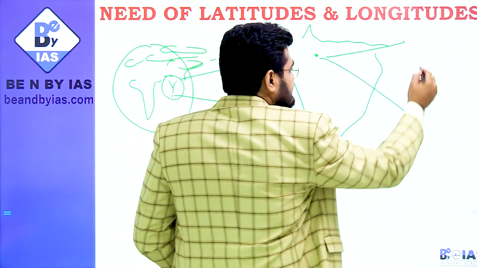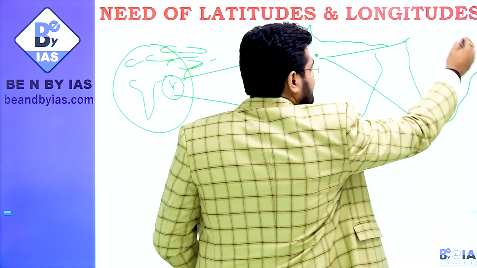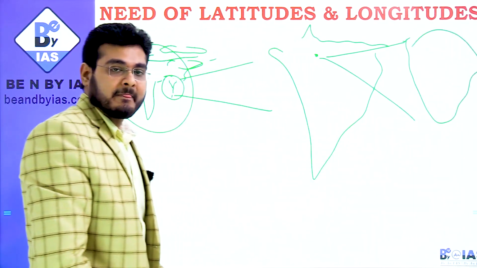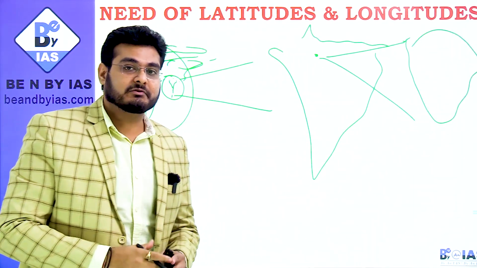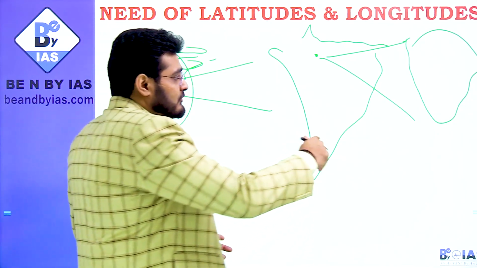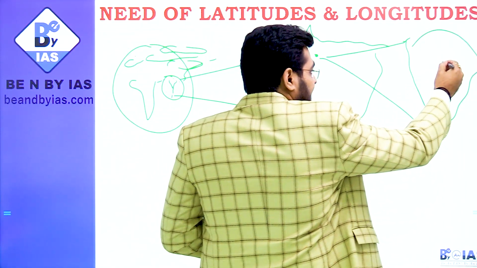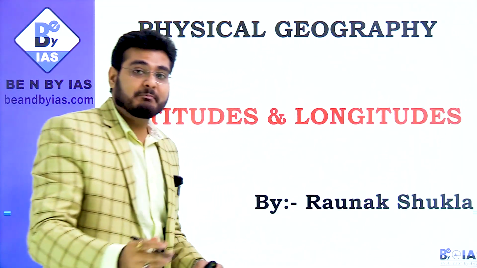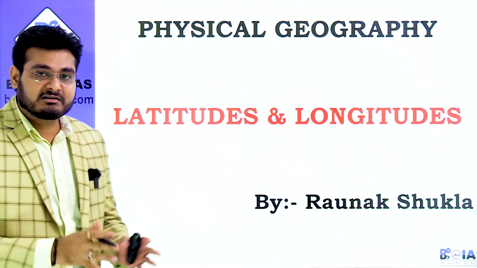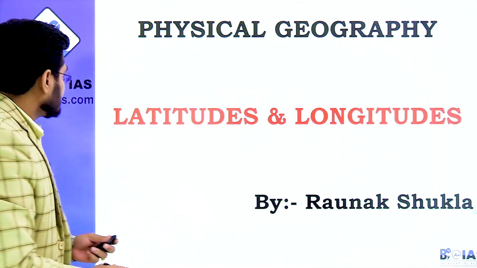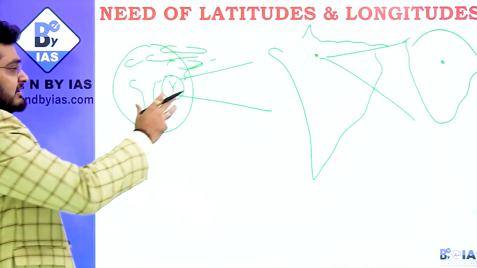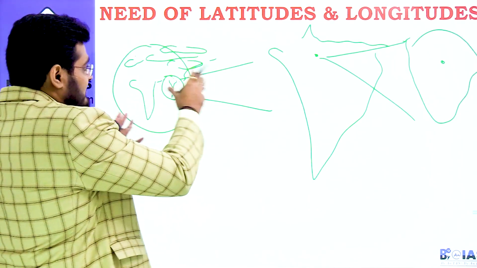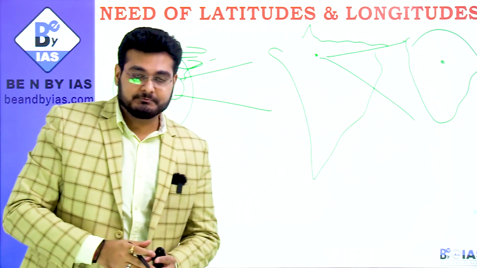Now if this is the map of Delhi and I ask you where Karol Bagh is, that becomes a bit difficult for you. If I ask you where the N BY IAS Institute is in Karol Bagh, then it becomes more difficult because in Karol Bagh there are several locations. So now we have understood that location finding is a very important aspect.